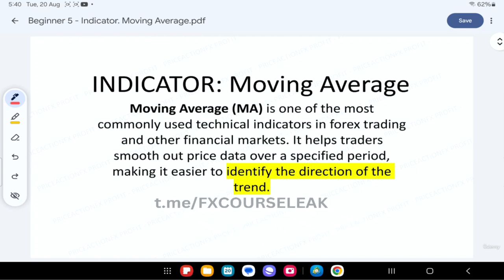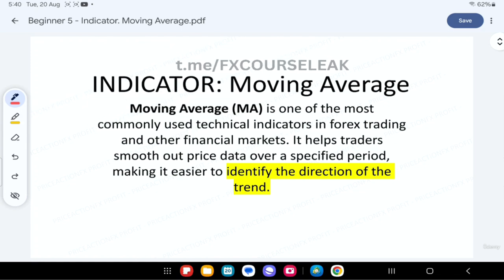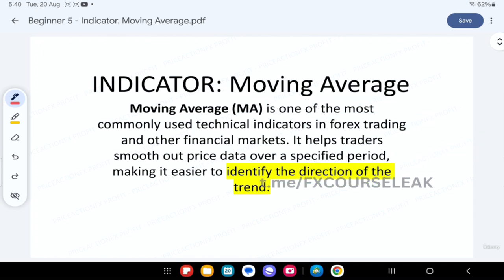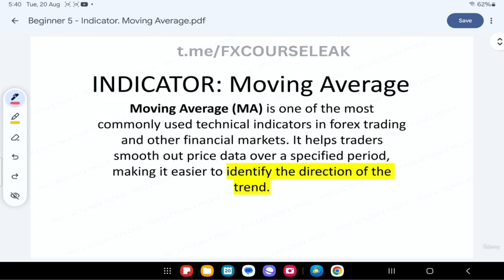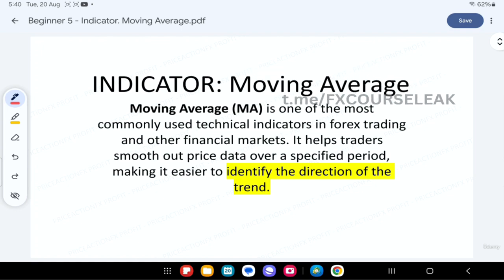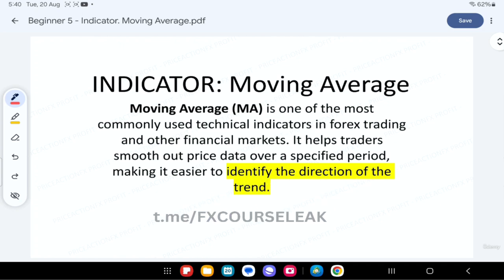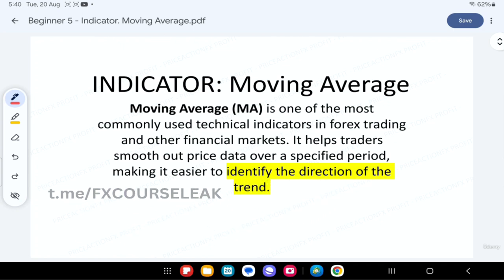Now let's move on to moving average. Moving average is an indicator most commonly used in technical analysis, whereby it helps traders smooth out price data over a specific period, making it easier for us to identify the direction of the trend. I repeat, moving average tells us what the direction of the trend is right now. Remember, we have spoken about it. We want to trade according to the direction, and here the moving average will help us.